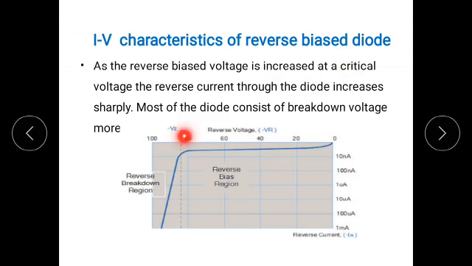See this graph, on the x-axis is reverse voltage denoted by VR, and on the y-axis is reverse current. As the reverse bias voltage is increased, at a critical voltage the reverse current through the diode increases sharply, and most diodes have a breakdown voltage. See here, this is called the reverse breakdown voltage. At this voltage the current goes on increasing very sharply, and here the current value is in microampere.